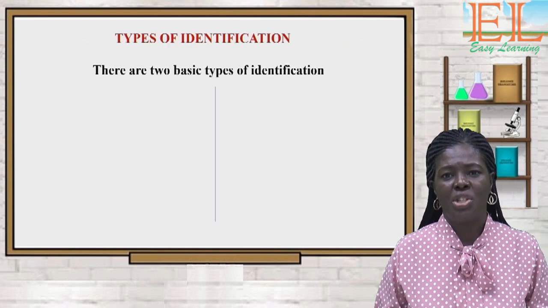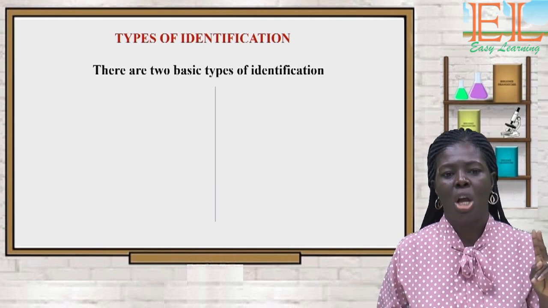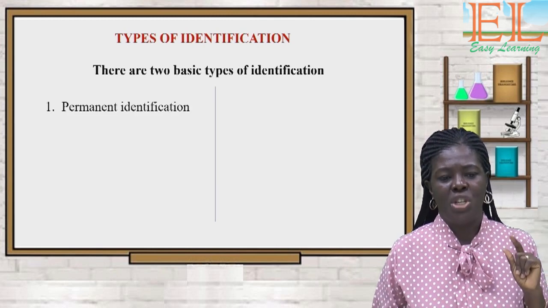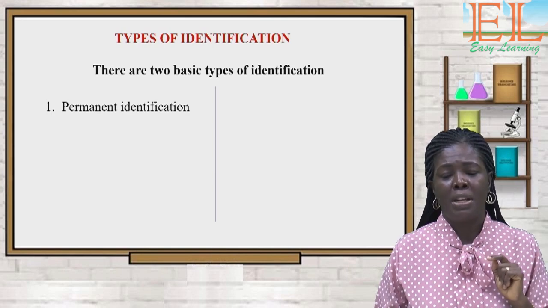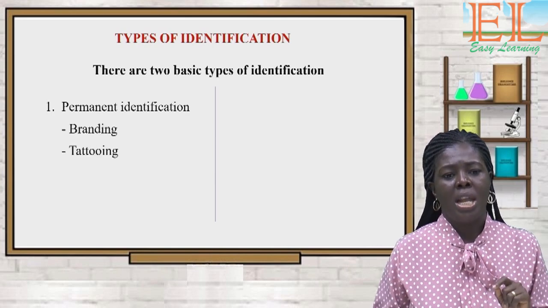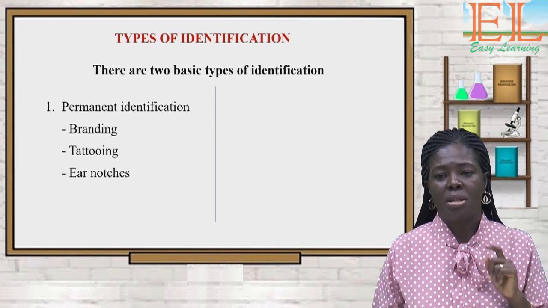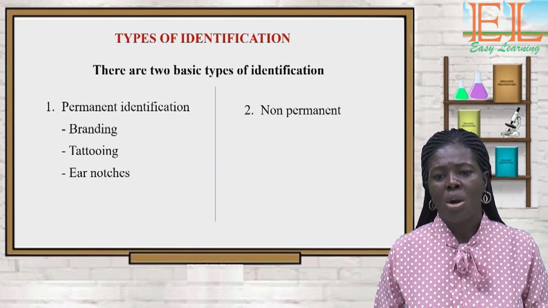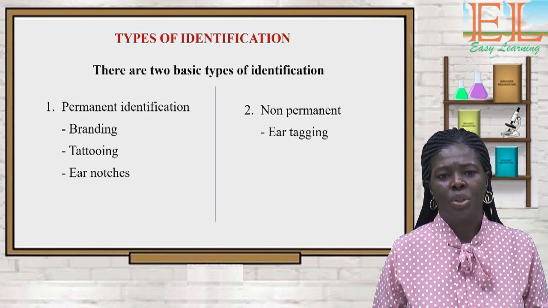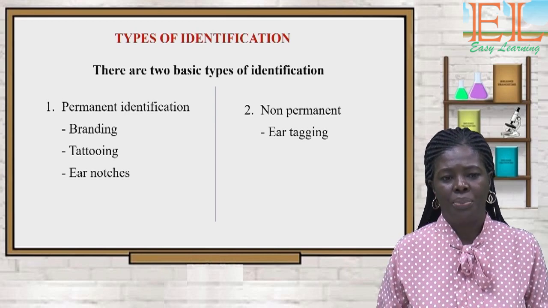Types of identification. There are two basic types of identification. We have permanent identification, and under the permanent identification, we have branding. We also have tattooing, and then ear notches. Now the second type is non-permanent, and that one we have the ear tagging. So like I said, we are coming to take them one after the other.